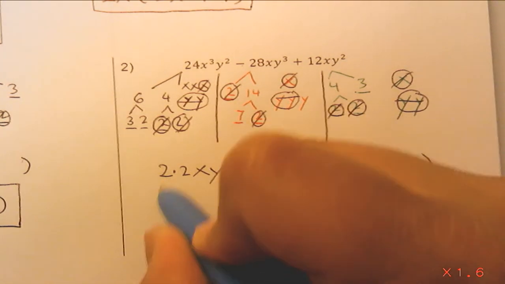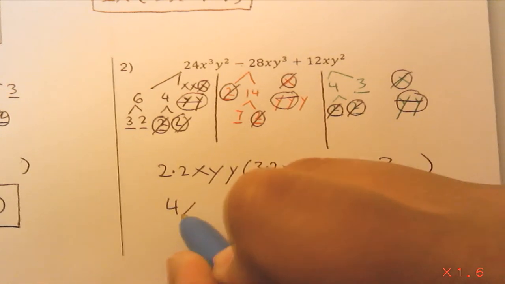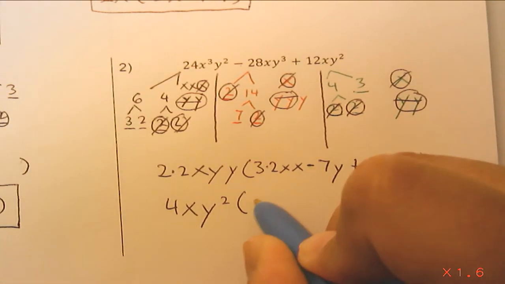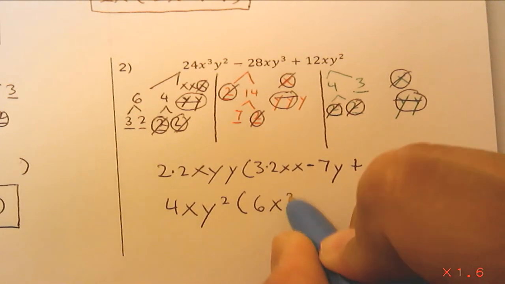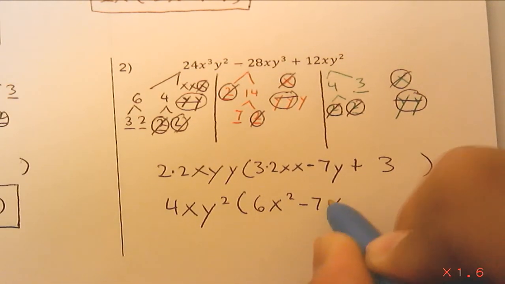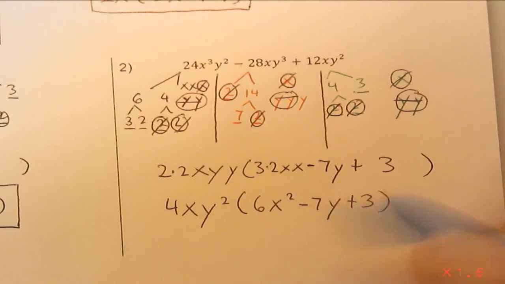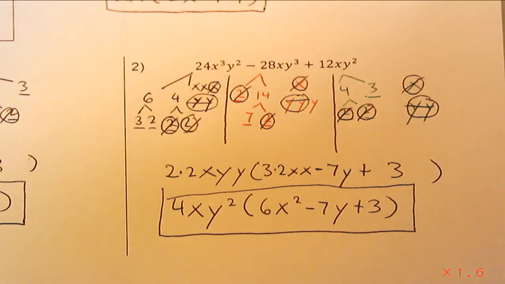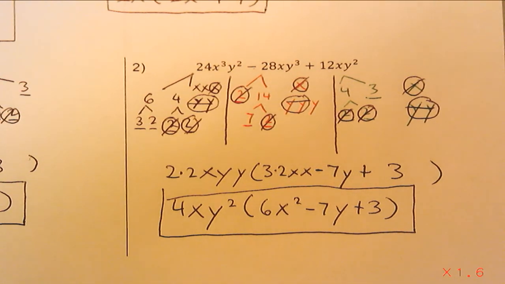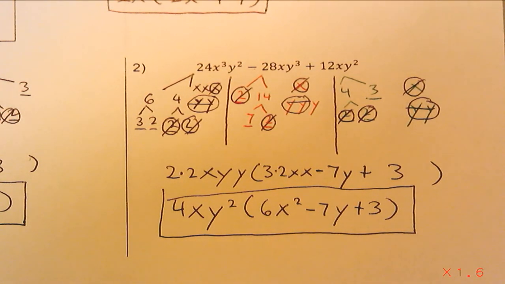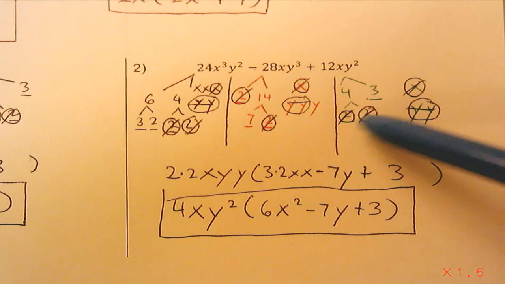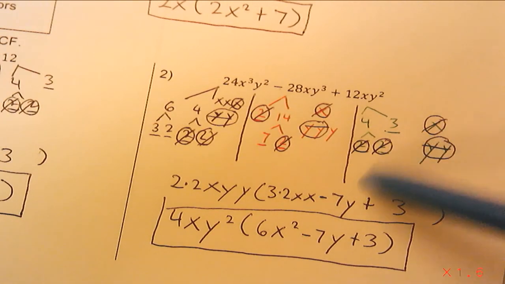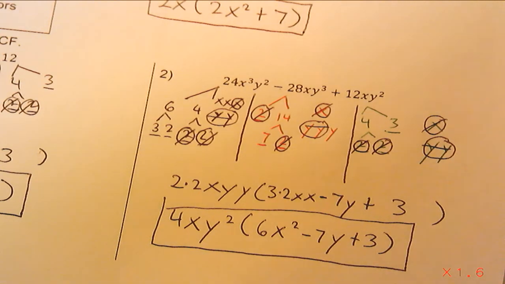Just clean this up some. 2 times 2 is a 4x, y to the second power. 3 times 2 is 6, x squared minus 7y plus 3. All right. Okay, so I'll go ahead and stop there. Those are the I do's. That's basically how you break them apart. Again, if everything comes out, like if that 3 had another 3 over here and they were all gone, you would just write a 1 there, just as a little heads up.